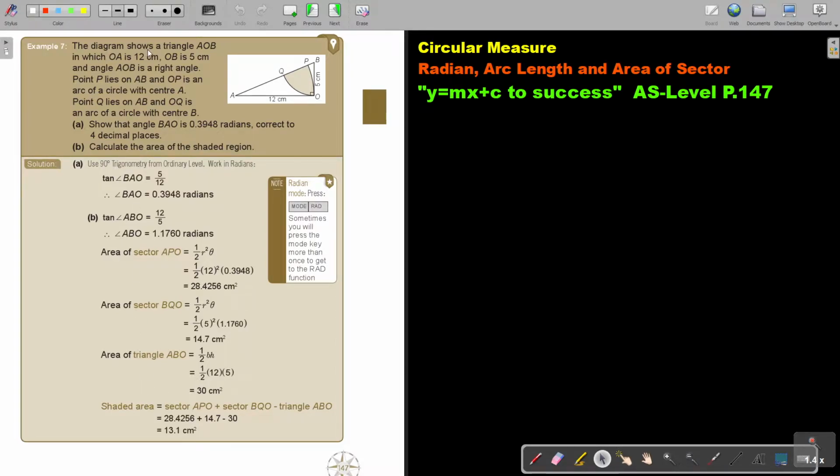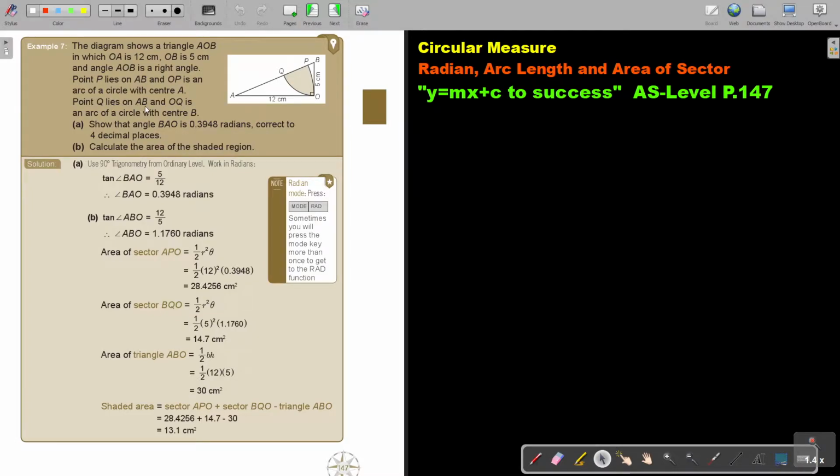The diagram shows a triangle AOB, in which OA is 12, OB is 5, and angle AOB is a right angle. Point P lies on AB, that's point P, and OP is an arc of a circle with center A. Okay, so there is the arc. So this is the sector they are referring to.